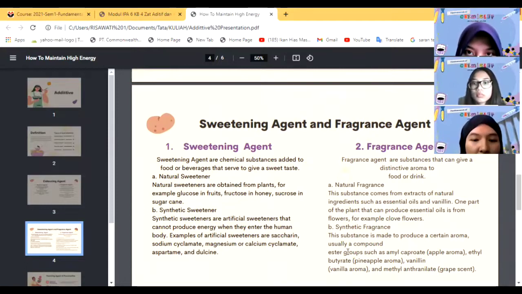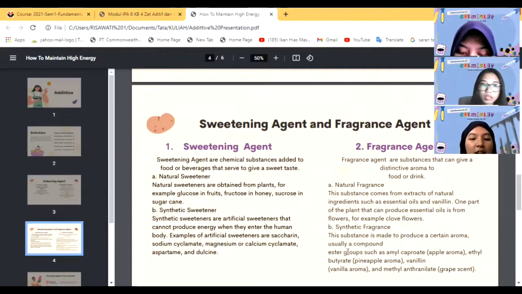And the second is synthetic sweetener. Synthetic sweeteners are artificial sweeteners that cannot produce energy when they enter the human body. Examples of artificial sweeteners are saccharin, sodium cyclamate, magnesium or calcium cyclamate, aspartame, and glucane.